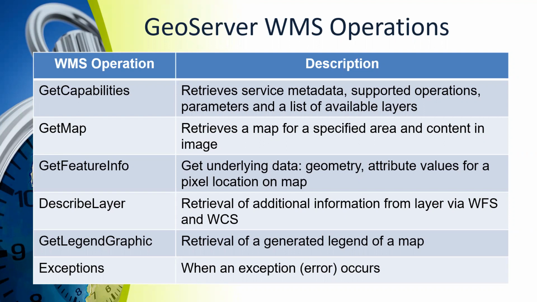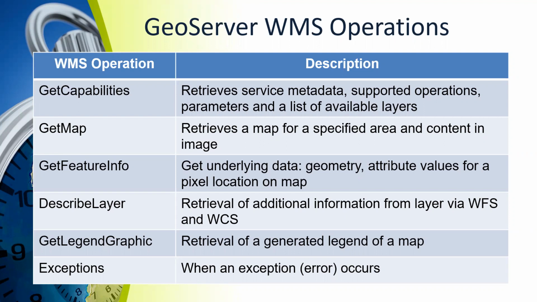Then we have the get feature info. The get feature info gets the underlying data, geometry, attribute values. Now, because we are dealing with an image, note that the attribute values are usually for a pixel in the map somewhere. So when you click your map, which is an image, you have clicked on a particular pixel. That particular pixel has some coordinates. So that is what is output under the get feature info.